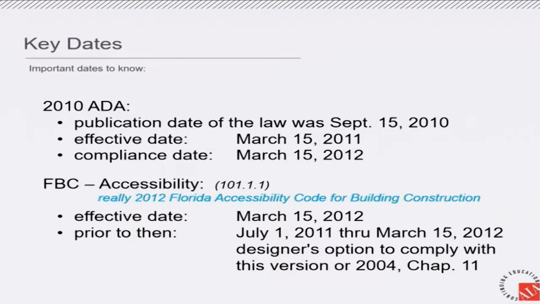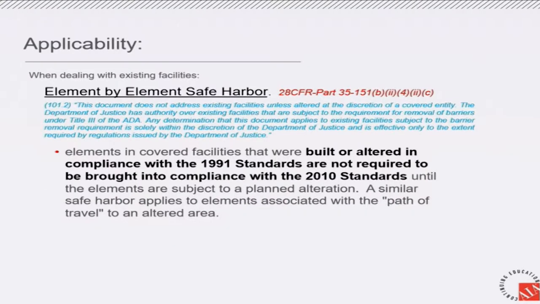Similarly, for the Florida Building Code, the dates are a little bit different only because its approval cycle was somewhat different. The effective date was March 15, 2012, but that holiday period where you had a pick actually ran from July 1st, 2011 through March 15th of 2012, because that was when those effective dates took place. So those are all past. The reason I put them up is so that you understand a couple of key elements that are in here.